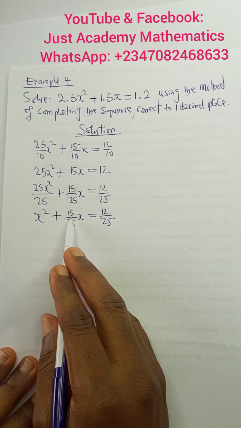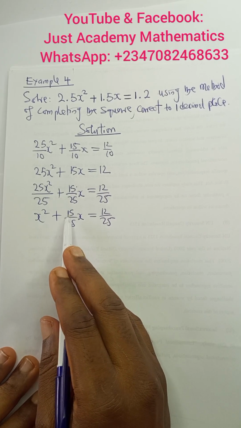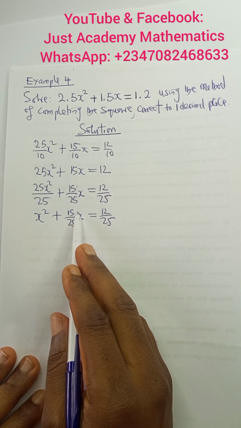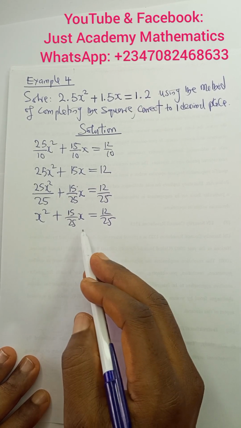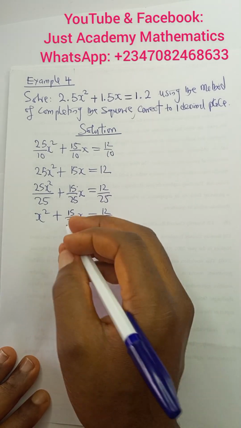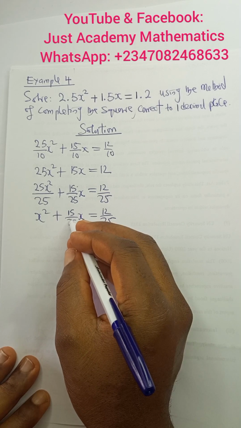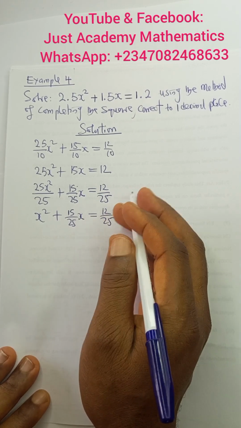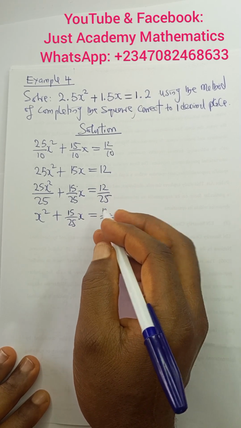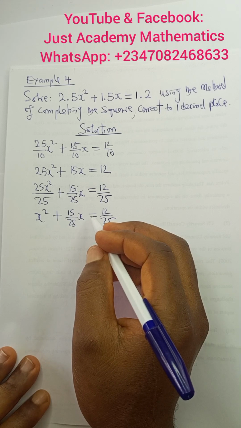What is half of this? Half of this is 15. We can reduce this value to 3 over 5 anyway. We can cancel it down to 3 over 5 so that we use smaller values. This one means 3 over 5. So if this is 3 over 5, half of 3 over 5 is what? Is 3 over 10.